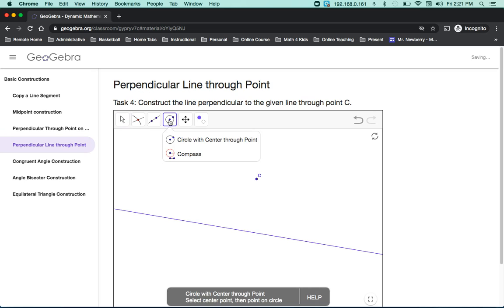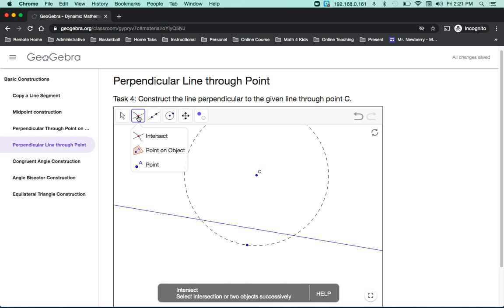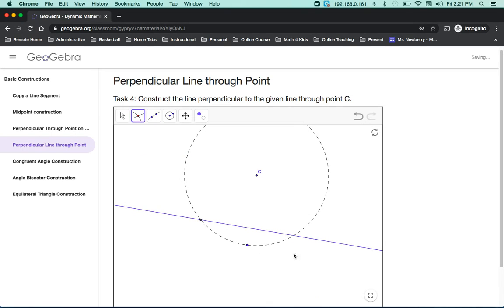We want to take a circle tool. We want to draw a circle with the center at point C. It's got to go below the line here, okay? Now you can make it not very far, or you can make it bigger. I'm going to put it about this distance, right? I then want some intersection points, all right? I want the intersection where the circle meets that line.